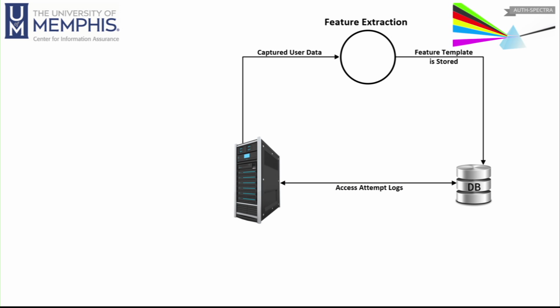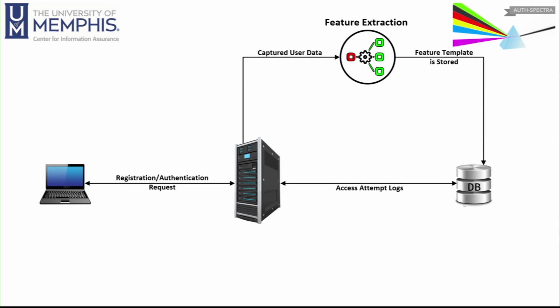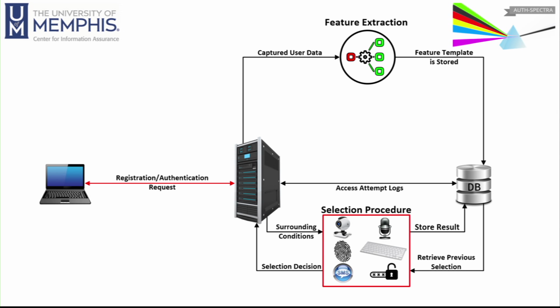Raw biometric data sent by the user must pass through a feature extraction phase. The relevant features are collected and stored in a template. Only templates, never raw biometric data, are stored in the database. When a client submits an authentication request, the server will execute a selection algorithm that evaluates the user's surrounding conditions and the previously chosen set of modalities to select a new, optimal set of authentication modalities. The selected modalities are returned as a challenge to the user.